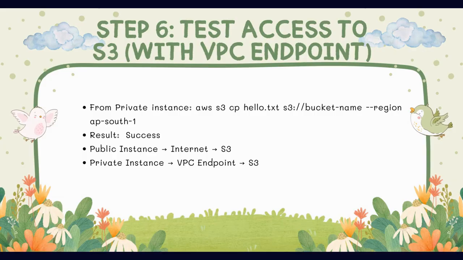Now when I run the same upload command from the private instance, aws s3 cp hello.txt s3://bucket-name --region ap-south-1, this time it works successfully. So the flow is: public instance to internet to S3, and private instance to VPC-endpoint to S3.